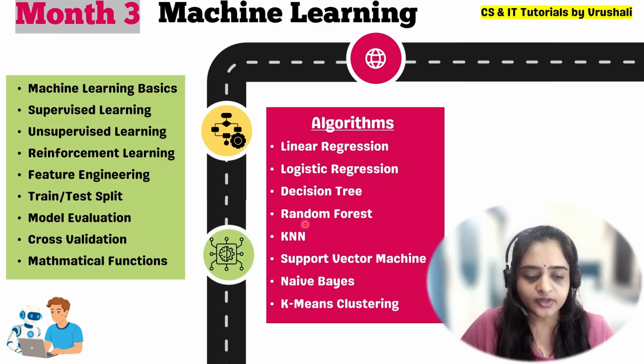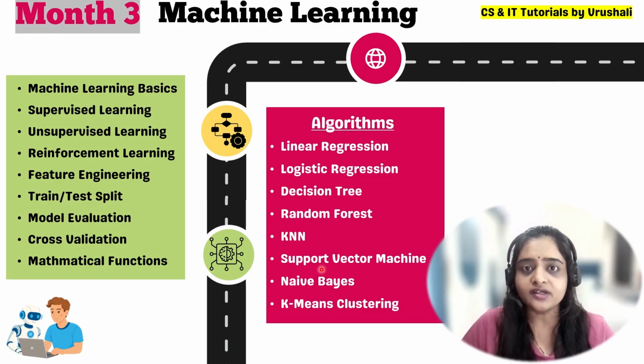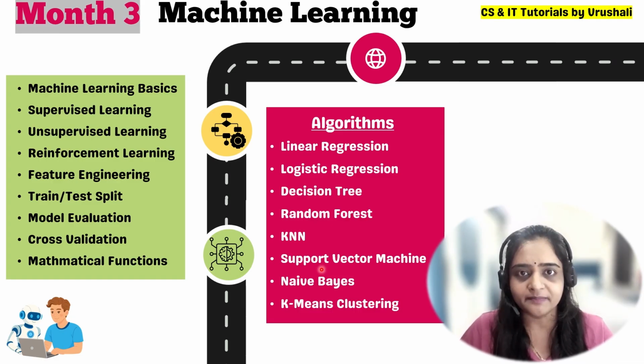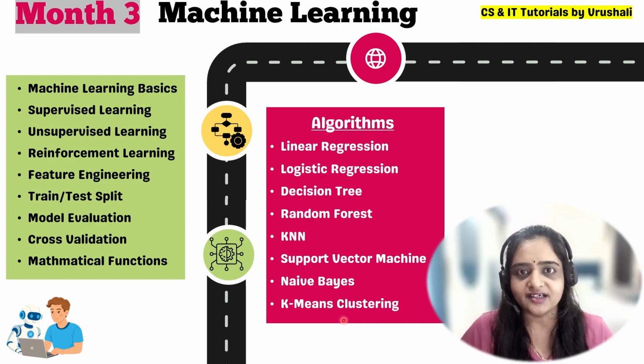Next, you can learn about the random forest algorithm, like how to handle complex datasets. Next one, KNN and support vector machine algorithms. These algorithms are used for pattern recognition purposes. Next one, Naive Bayes algorithm for probability based classification. And the last one, k-means clustering algorithm to group similar types of data, right?